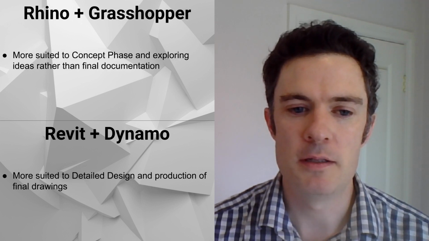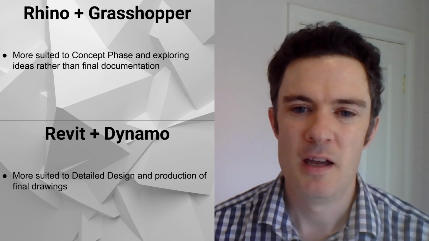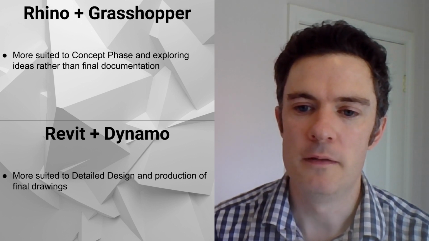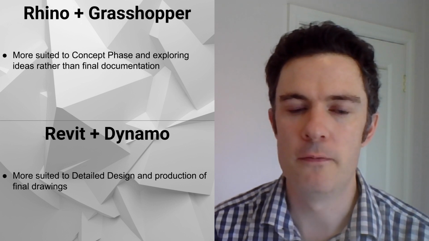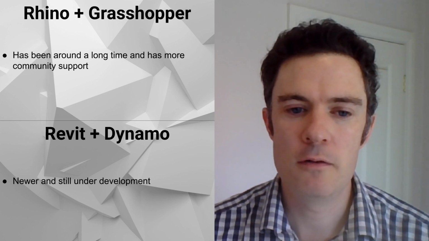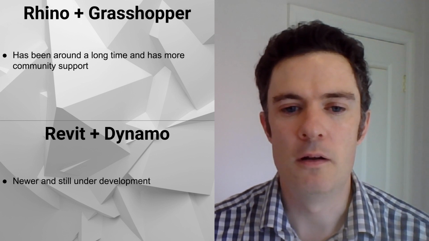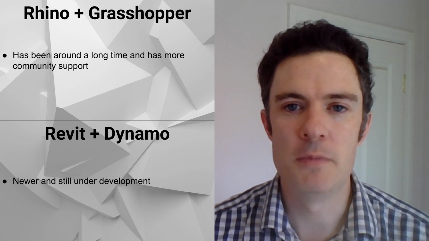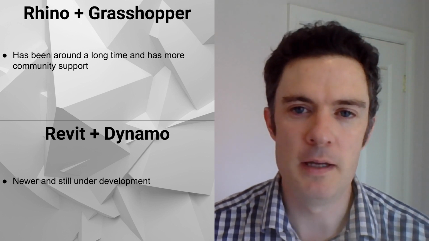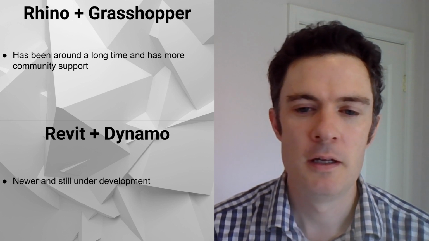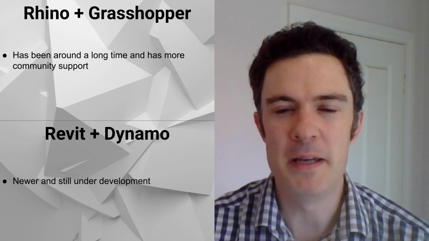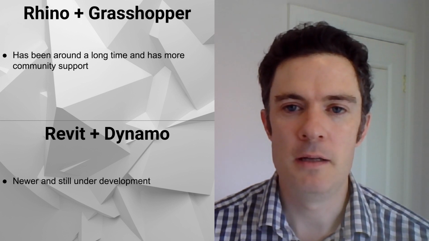So Rhino is better for the concept phase into the middle phase, and Revit is better for the detailed design phase and the production of final drawings. So as far as the parametric tools go, Grasshopper has been around a long time and has a huge amount of community support. So almost any question you have, there's a fair chance you'll find the answer somewhere just by Googling it. Dynamo, it's a newer program. It's still being developed. The programming isn't quite there yet.